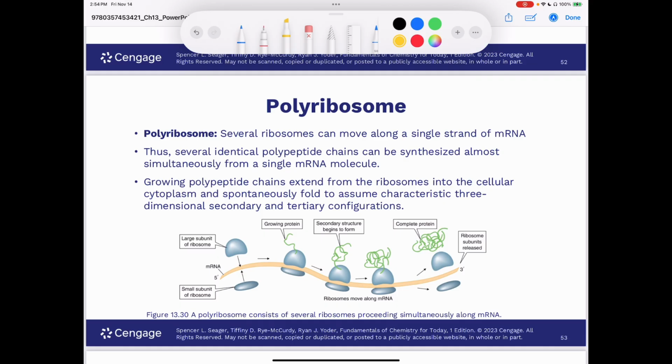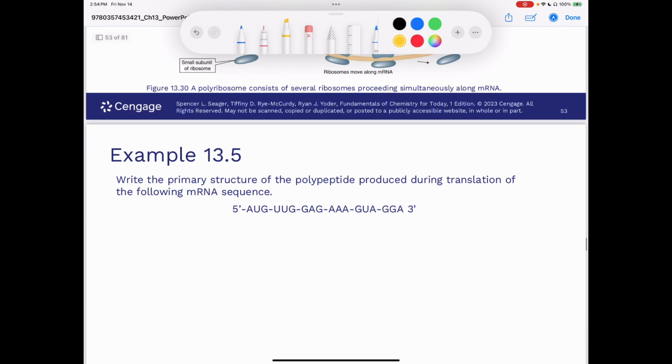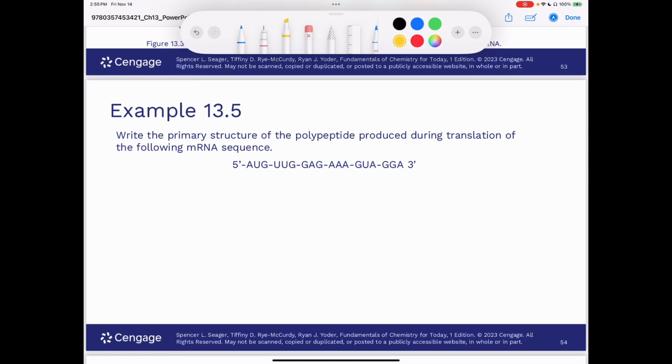Growing polypeptide chains extend from the ribosomes into the cellular cytoplasm and spontaneously fold to assume characteristic three-dimensional secondary and tertiary configurations. All right, example 13.5: write the primary structure of the polypeptide produced during translation of the following mRNA sequence. So in order to answer this, we have to go back to the genetic code.